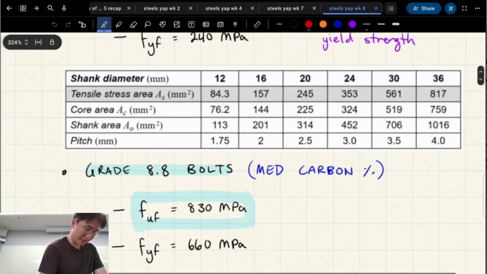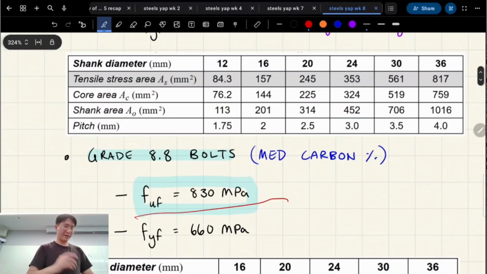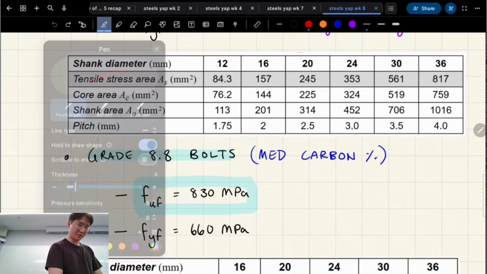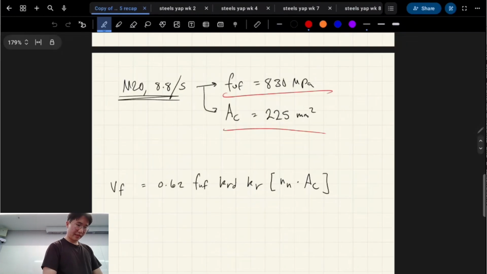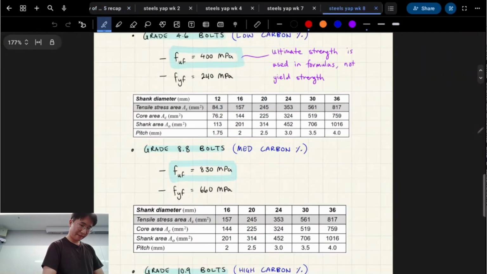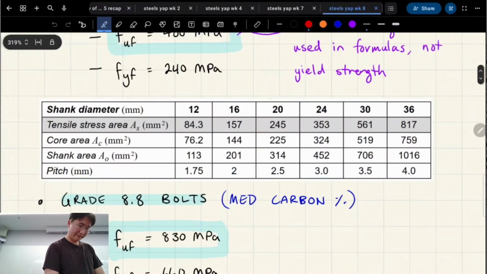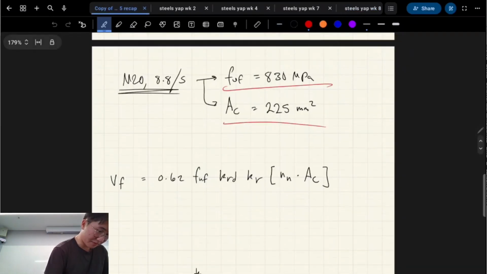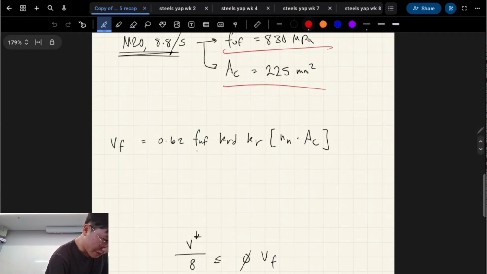So the 8.8 bolts, right? We have this much ultimate strength. And the core area for M20 bolts, we have a core area of 225 millimeters squared, right? So that's what we take. We plug it all into this equation. This one's 830. This one's 225.